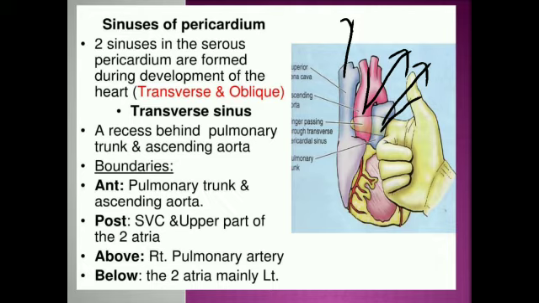If I tell you, it is a transverse gap behind the pulmonary trunk and ascending aorta and in front of the superior vena cava. That is called the transverse sinus. So listen again: the transverse sinus is a transverse gap behind the pulmonary trunk and ascending aorta and in front of the superior vena cava.